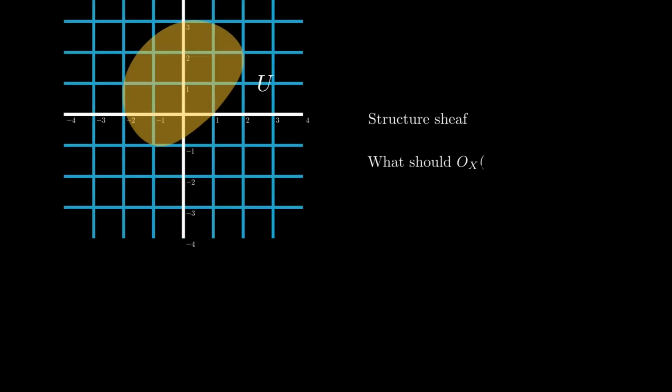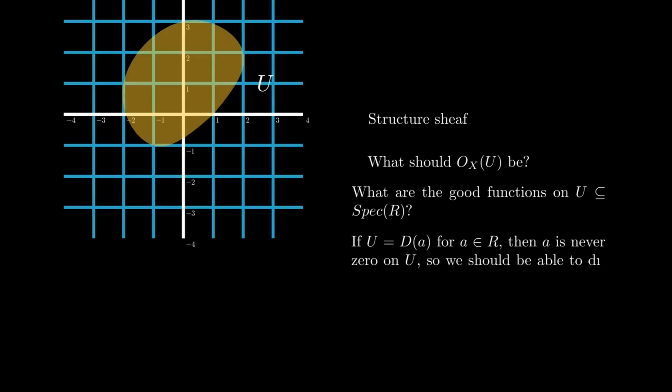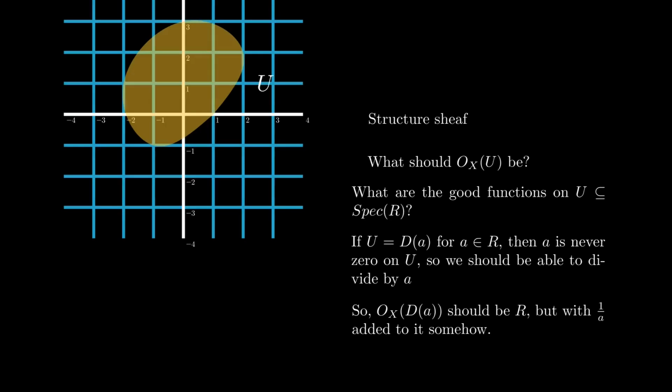Now let's define the structure sheaf. What are the good functions on an open set U? On D(a), we should be able to divide by a, so it should be the ring R, but with 1/a added to it somehow. This leads to the notion of localization.